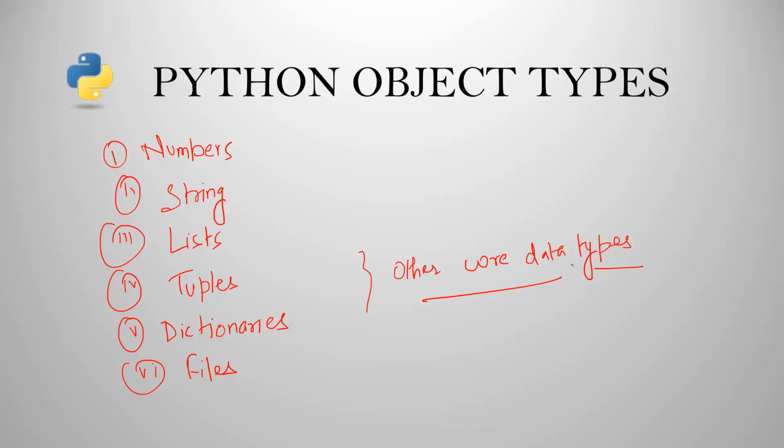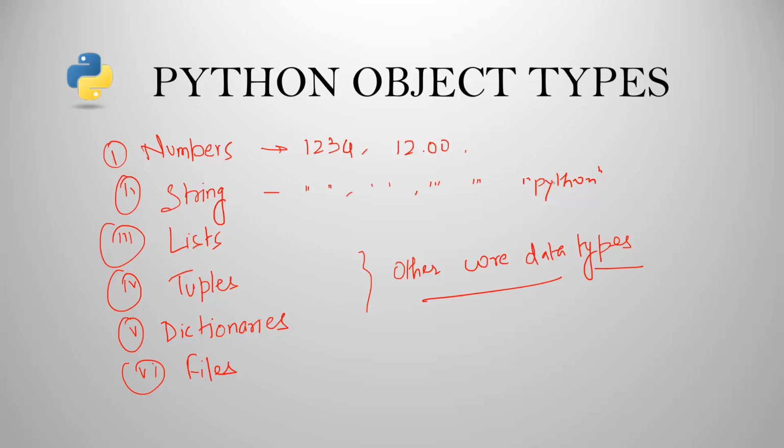So let's see how these can be written. Numbers can be in decimal form, floating numbers like these, binary, and others. Strings can be written in double quotes, single quotes, and triple quotes. So it can be, for example, Python.